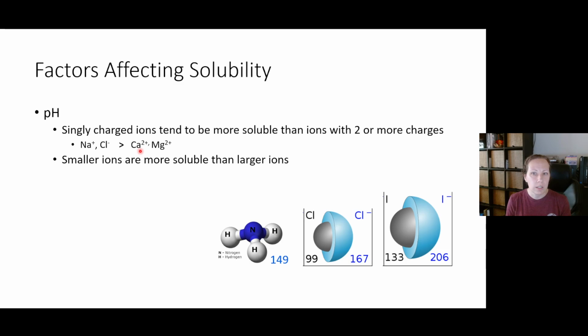The other thing about ions is that smaller ions are more soluble than larger ions. This is roughly the comparative sizes of 3 ions. This is the ammonium ion, and it is actually smaller than a chloride ion, because nitrogen is smaller than chloride, and hydrogen is much smaller. These blue numbers here are the atomic radii of these.